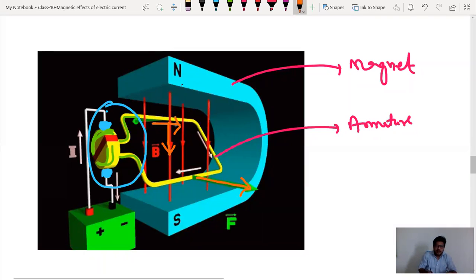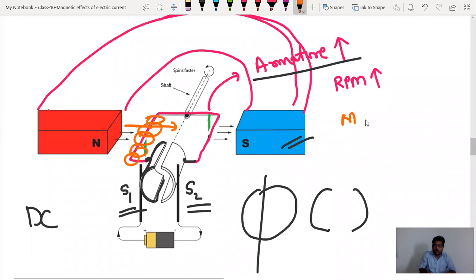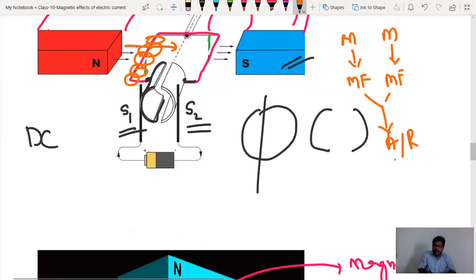Basically, you see guys, this magnet is producing magnetic field now. This is armature where current is passed. Around this armature also there will be magnetic field, isn't it? There is magnetic field here. Around this armature also there will be magnetic field. What we have discussed in last lecture, when you have two magnets, literally we have two magnetic fields. When you have two magnetic fields, that leads to attraction or repulsion. Whenever you have attraction or repulsion, that leads to motion.